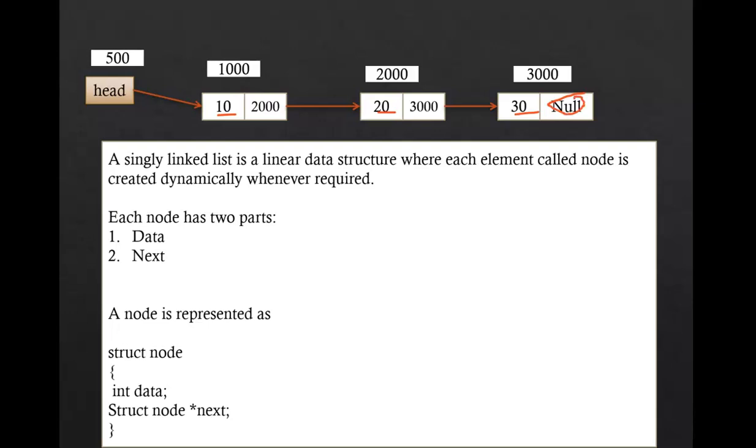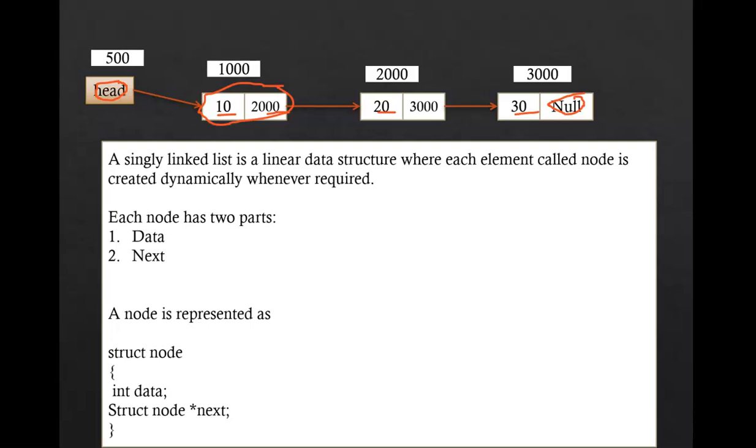Now you have a special variable called head. This head is a pointer variable that stores the address of the first node. Data field is this one which stores the actual value. This is called the next field, which stores the address of the next node. So you can understand that a node in a singly linked list is comprised of two parts, two compartments. One is the data and the other one is the next.